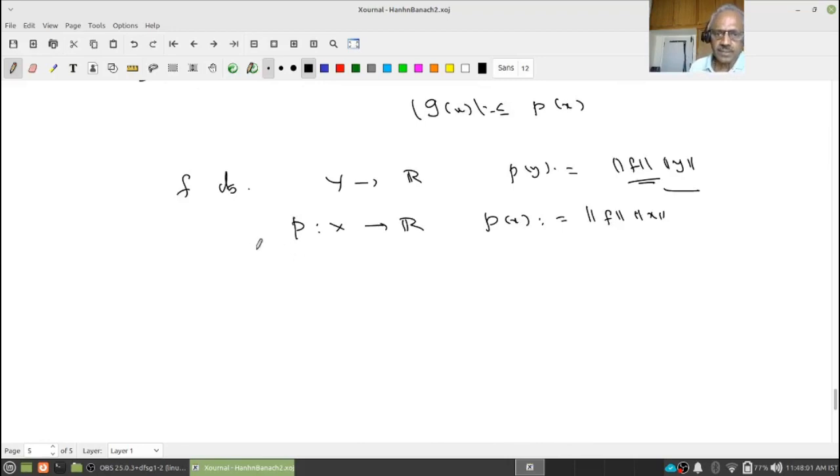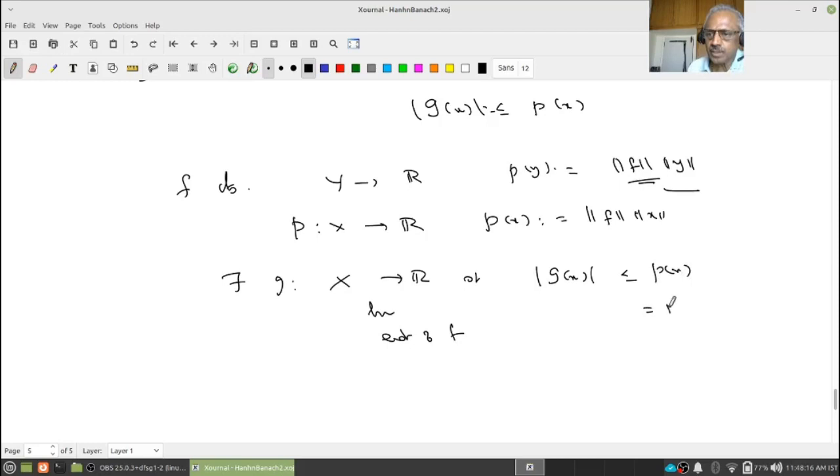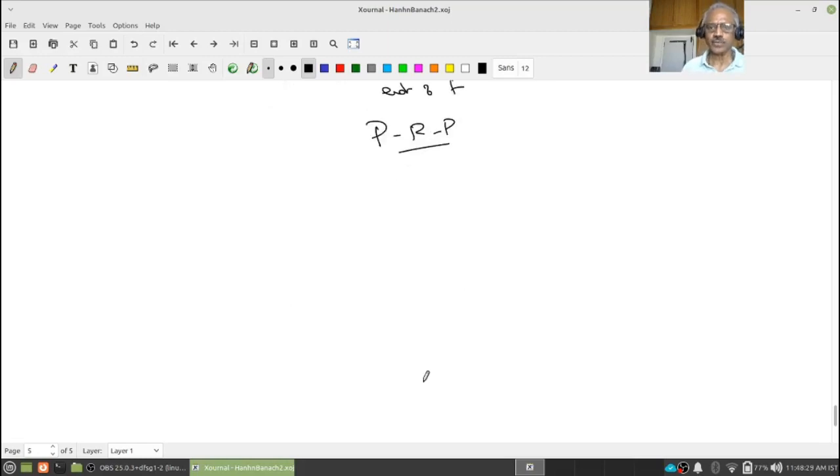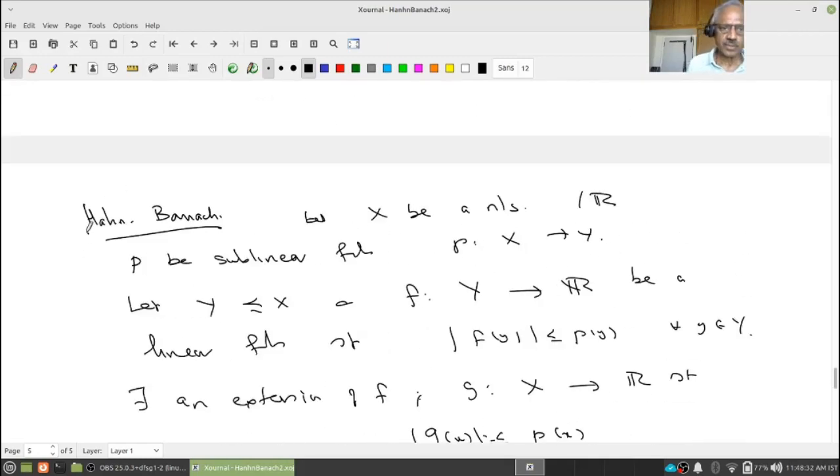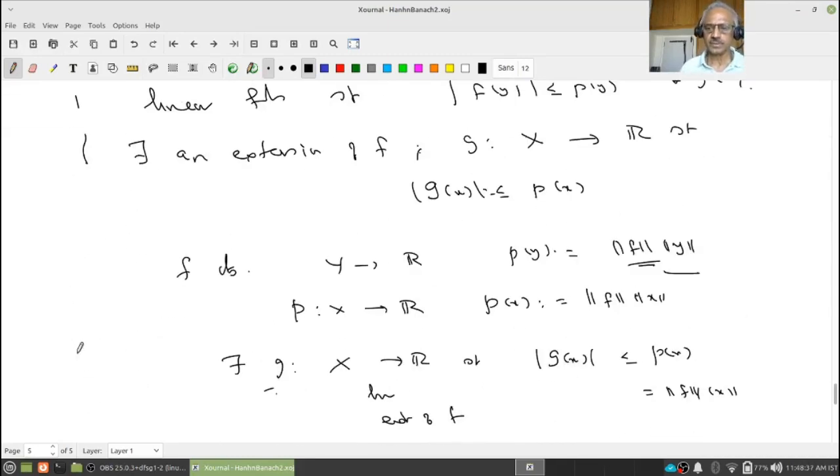Then what does this say? There exists a g from X to R, a linear extension of f, such that modulus of g of x is less than or equal to p of x. That simply means norm of f times norm of x. Therefore it turns out to be continuous also. Do you understand this? Pause, review, proceed. So we are going to prove the result only with respect to this notation. So let us recall this.